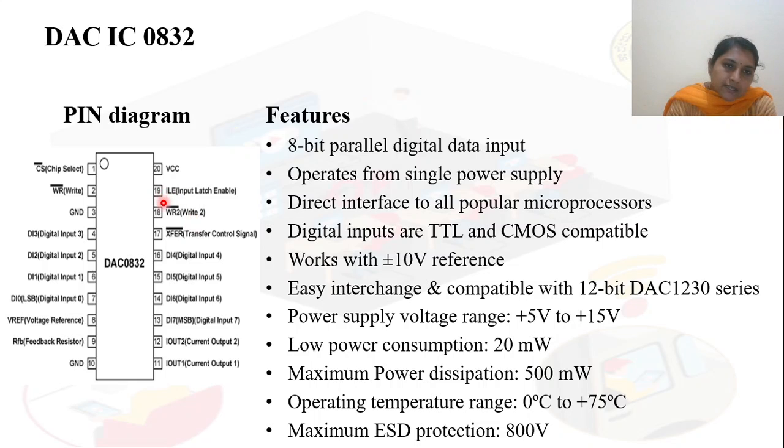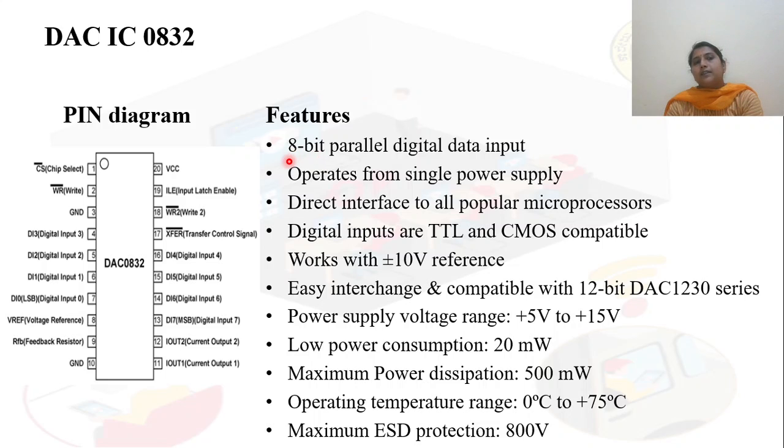Next, pin number 19 is input latch enable. This input latch enable is used to latch the input and output. Pin number 20 is VCC. Now, what are the features of DAC IC 0832?